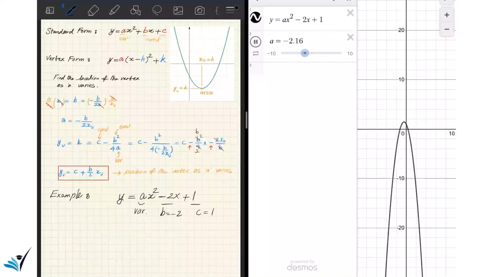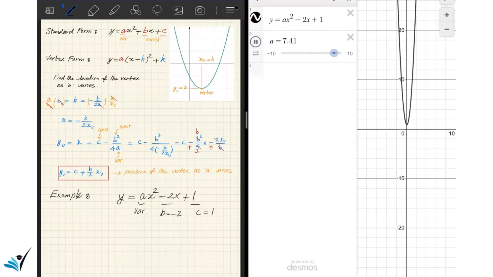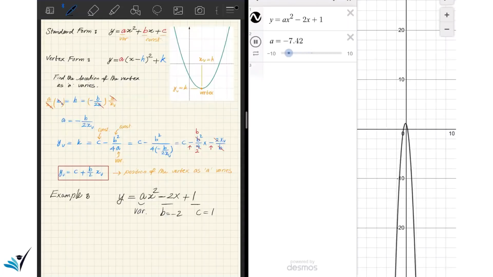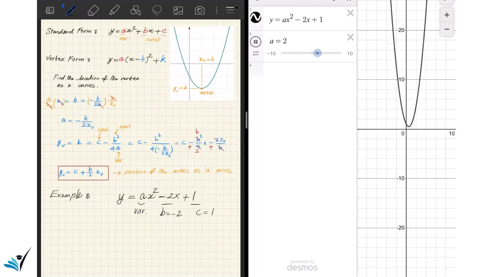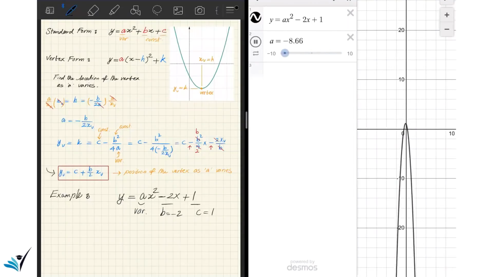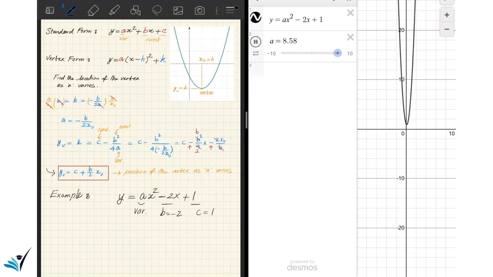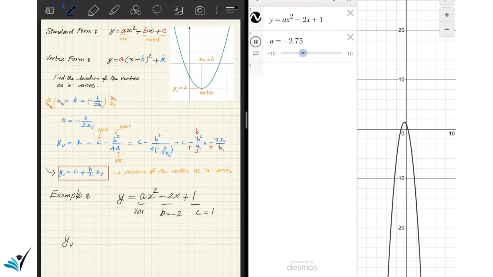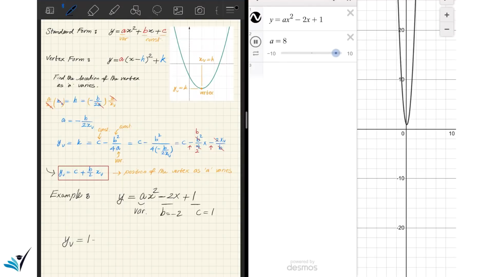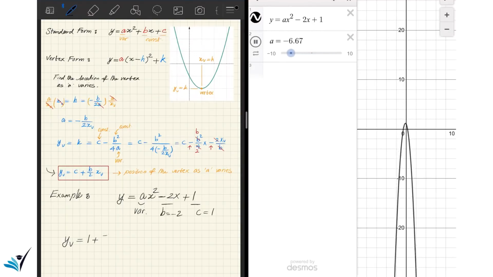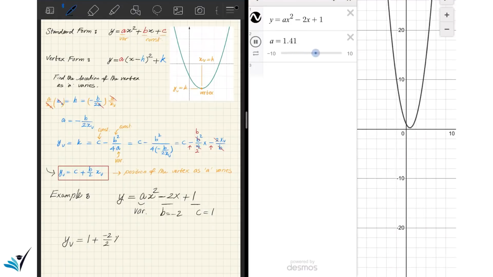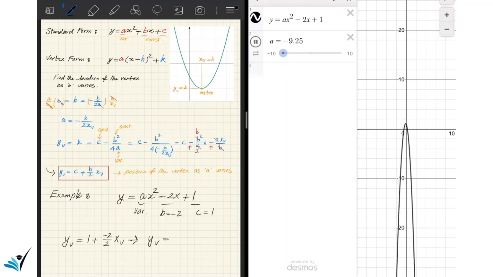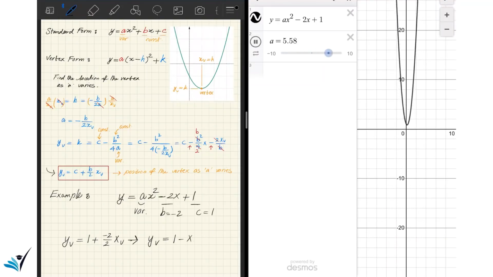Now let's use the equation that we obtained that gives us the position of the vertex. The equation is written here: y sub v is equal to c plus b divided by 2 times x sub v. Let's plug the values of b and c in this equation. So y sub v is equal to c, which is 1, plus b, which is -2, divided by 2 times x sub v. If we simplify this, we would get y sub v is equal to 1 minus x sub v.